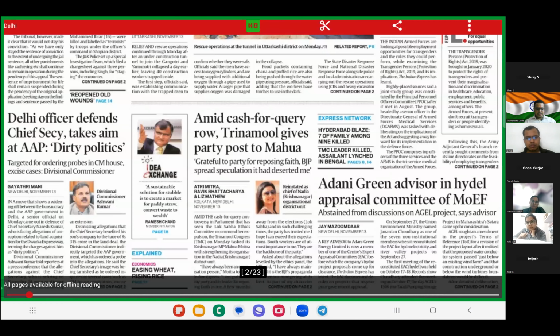Delhi officer, defense chief secretary takes aim at Aam Aadmi Party, dirty politics. Again, it can be question over the bureaucratic neutrality. ठीक है, ethics, bureaucratic neutrality. Kavya, for you, it is an apt example for the public administration, political, executive relationship.